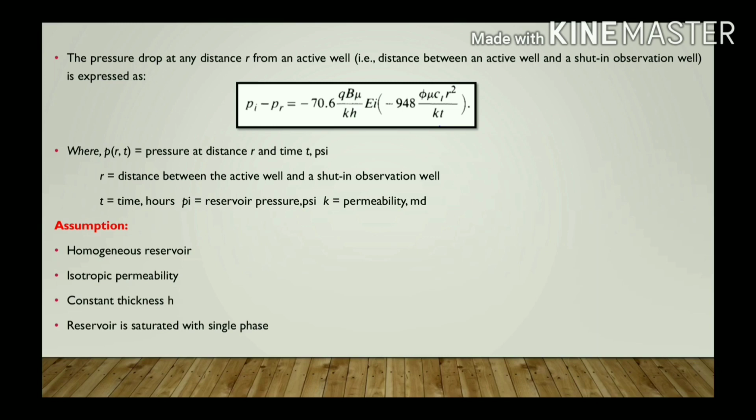The pressure drawdown at radius r resulting from production from the active well at rate q, which is started from a reservoir which is initially at the uniform pressure Pi. In this, pressure at the distance r is given by this equation. Also, there are several assumptions like homogeneous reservoir, isotropic permeability, constant thickness throughout the reservoir, and the reservoir is saturated only with a single fluid.